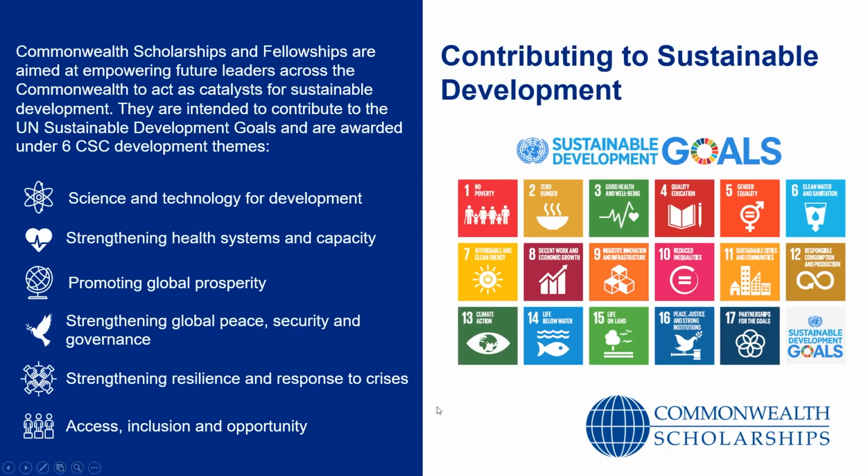So yeah, Commonwealth scholarships have different development themes: science and technology for development, strengthening health and capacity, promoting global prosperity, strengthening global peace, security and governance, strengthening resilience and response to crisis, and access, inclusion and opportunity. So these are the particular development themes. When you're applying for the scholarship, you have to select one particular development theme.